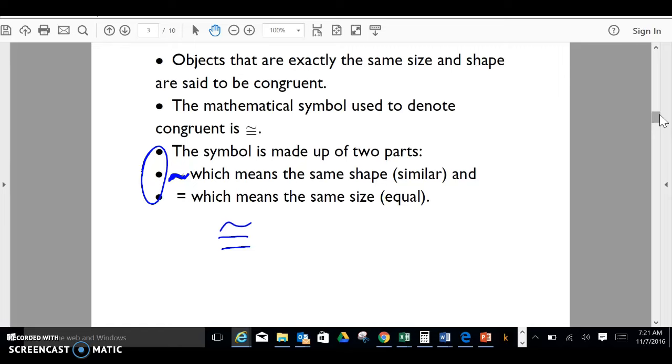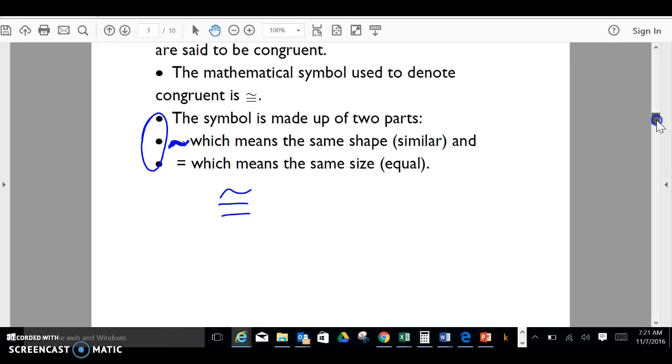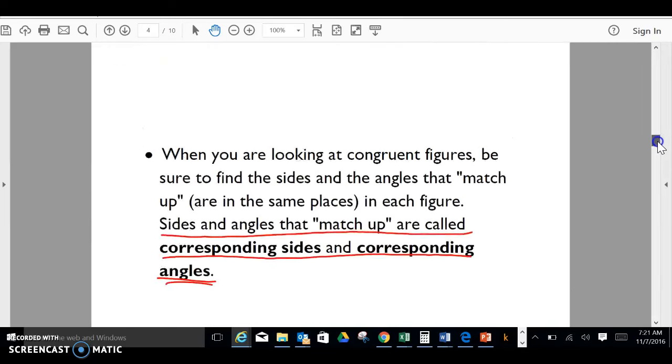Objects that are exactly the same size and shape are said to be congruent. The mathematical symbol used to denote congruent is shown right here. That means congruent. The symbol is made up of two parts. That little squiggly line above means the shape is similar, and the equal sign means that the shape has the same size, or equal. So there it is.